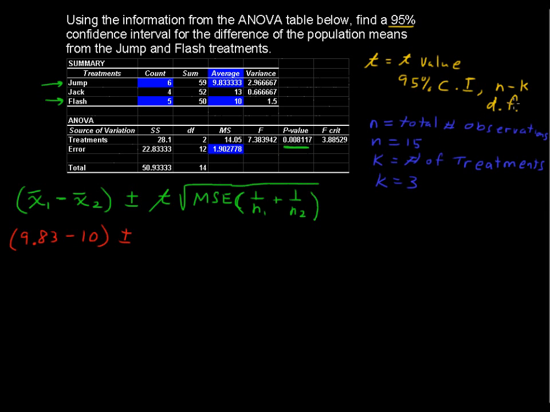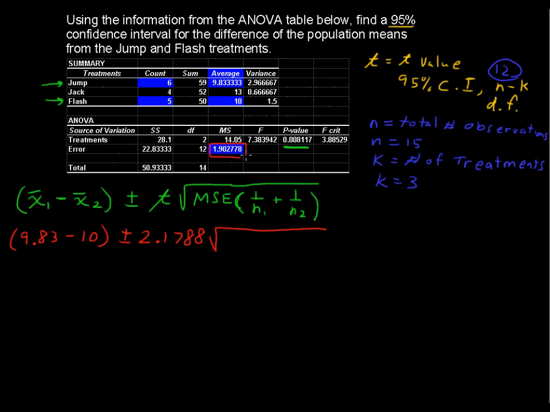So we have our n and k. So n minus k is going to be 12. 12 degrees of freedom, right? 15 minus 3. So the associated t-value for a 95% confidence interval with 12 degrees of freedom is equal to 2.1788.